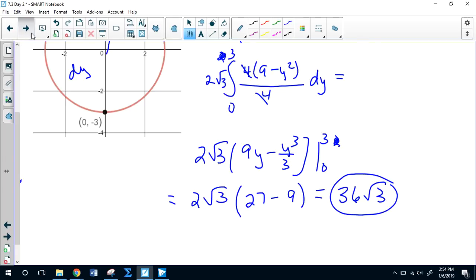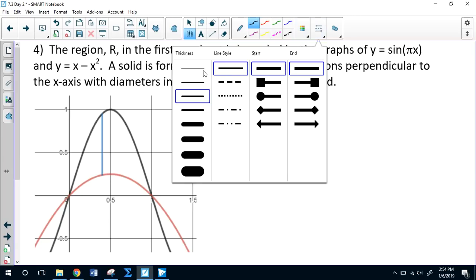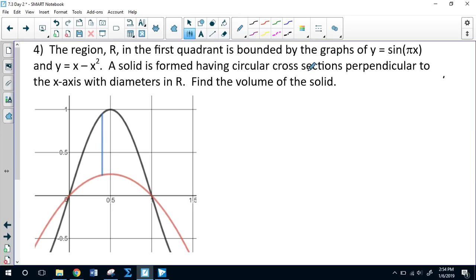Okay, last but not least, this last one we will use Desmos for. So it says that we have the region R, so this is the region R, in the first quadrant that is bounded by the graphs of y equals sine of pi x and y equals x minus x squared. A solid is formed having circular cross sections perpendicular to the x-axis with diameters in R. So the diameter is running the distance between these two functions perpendicular to the x-axis, and they are full circles this time. So that means my area will just be pi r squared.